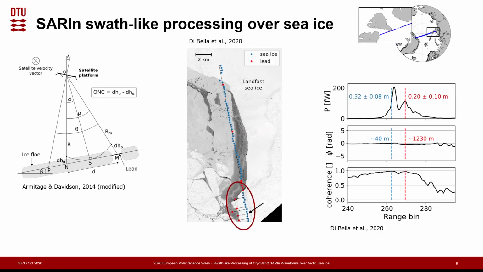Here you can see an example of SARIn waveforms showing distinct peaks corresponding to both sea ice at the satellite nadir in blue and to returns from an off-nadir refrozen lead in red. The retracked elevations are in this case 32 and 20 cm respectively from the mean sea surface and show reasonable values for a first-year ice area like the coast of the Bolshevik Island.